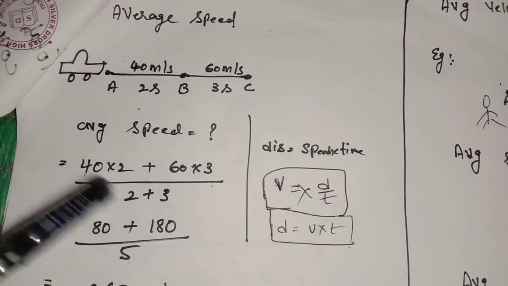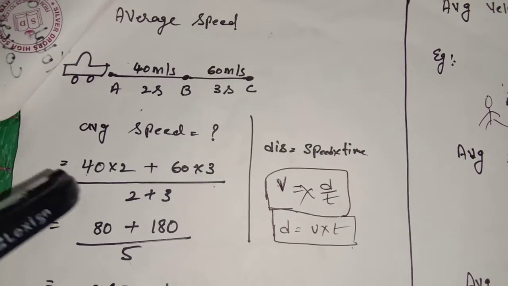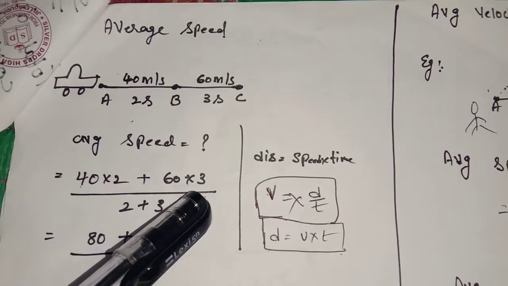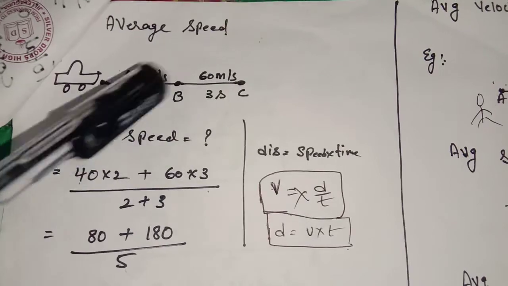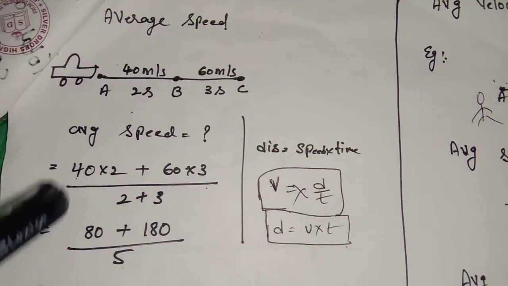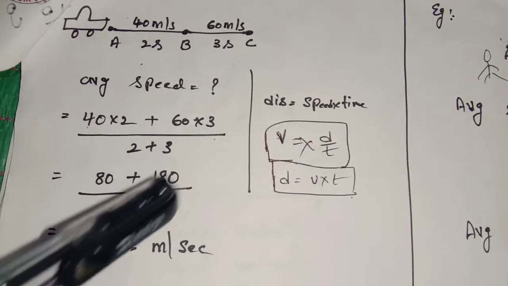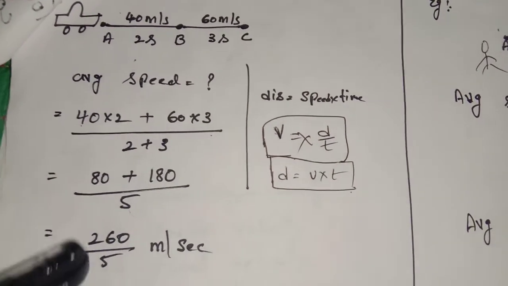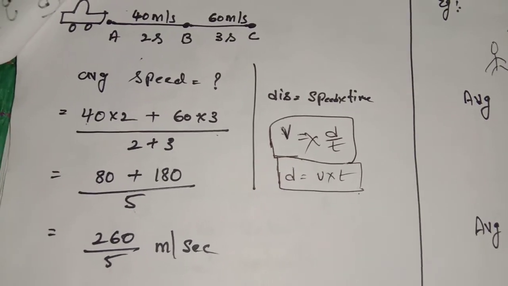So what is the velocity here? 40 is the velocity. What is the time? 2 seconds. So 40 into 2 plus 60 into 3, divided by the total time taken. Total time is 2 seconds plus 3 seconds. So 40 into 2 is 80, plus 60 into 3 is 180, divided by 5. You will get the answer 260 by 5 meters per second. Got it? Is it clear?